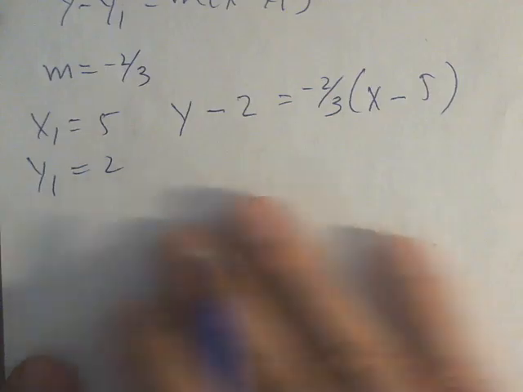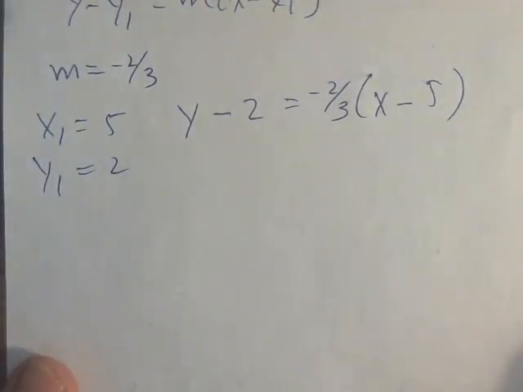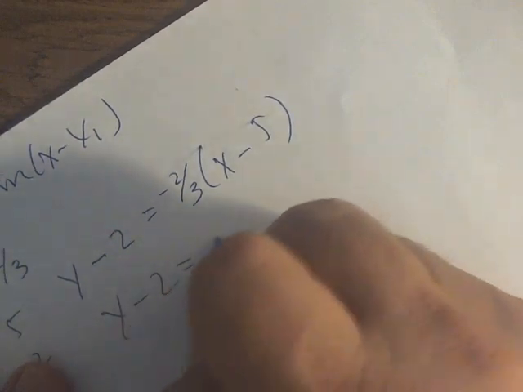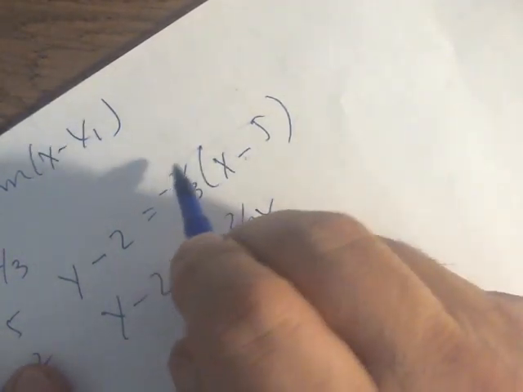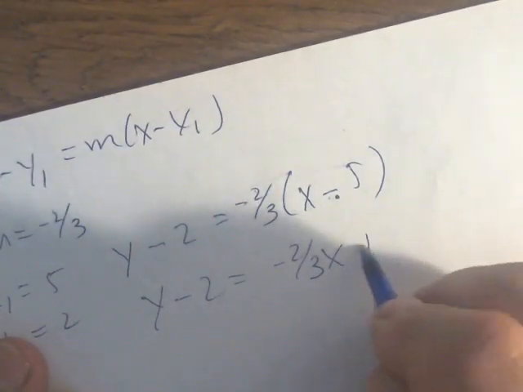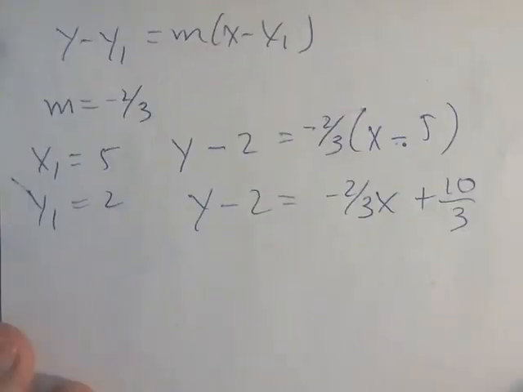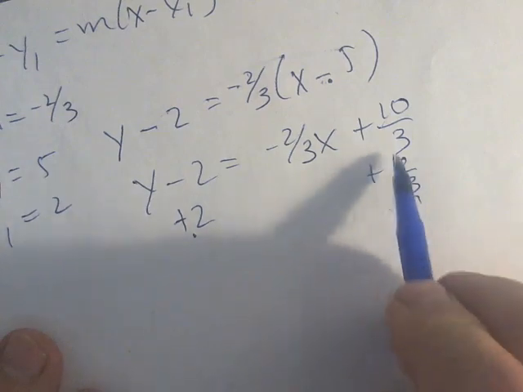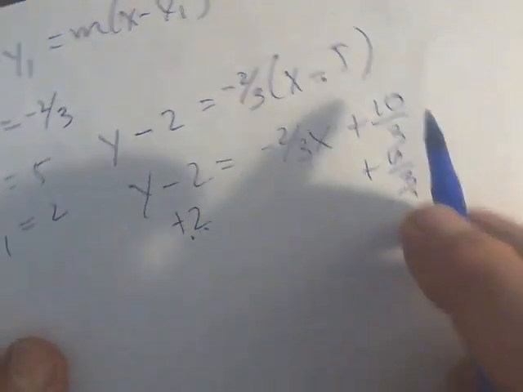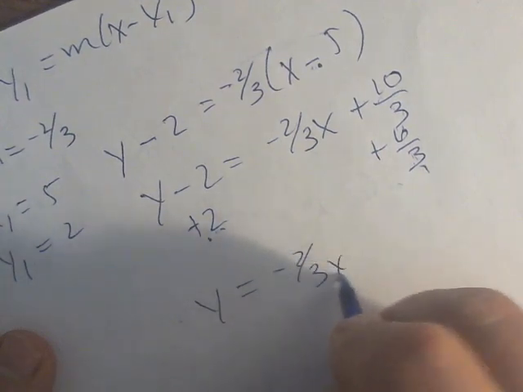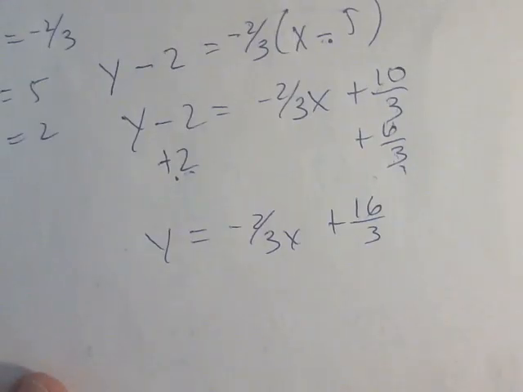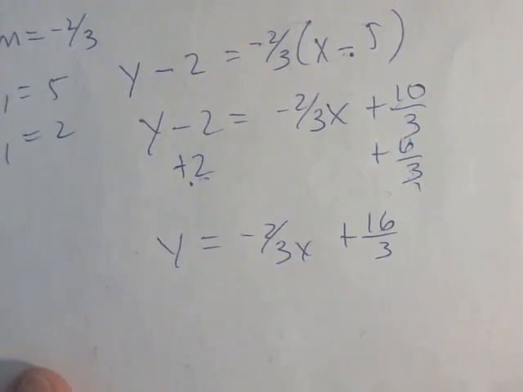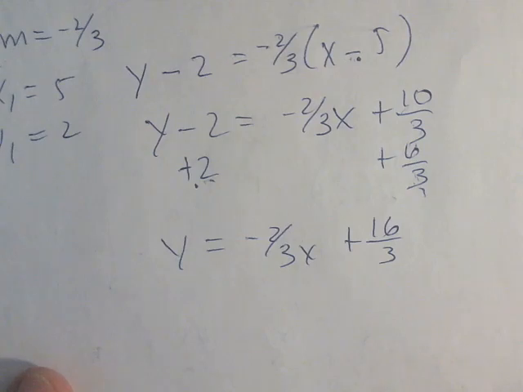That's oftentimes all you're asked to put it in. But again, you may have to go further. So I'm going to distribute. I know we don't like fractions, but it's okay. Negative 2/3 times negative 5 is positive 10/3. So let's attack these fractions. I'm going to add 2. But if I add 2 here, 2 is 6/3, because I've got to have the same denominators. So y equals negative 2/3 x plus 16/3. Don't fear the fraction. It's really not too bad. All right, so that's the parallel. Those lines are parallel.